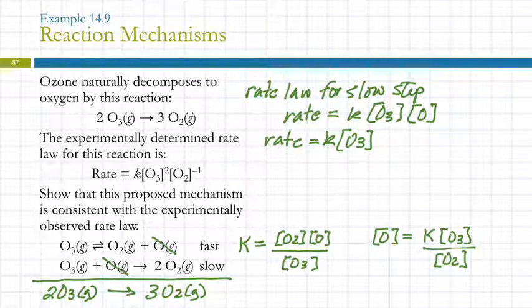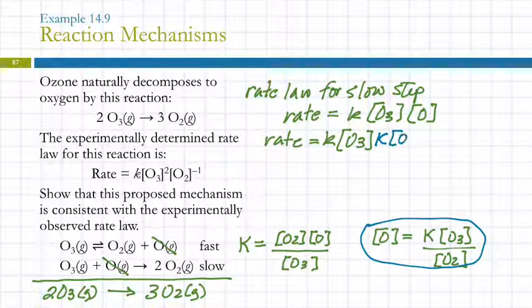And we've got colors, let's make use of them. So this part, I'm substituting in K O3 over O2. That's a big K, that's a little k. They're both constants though. Yes?